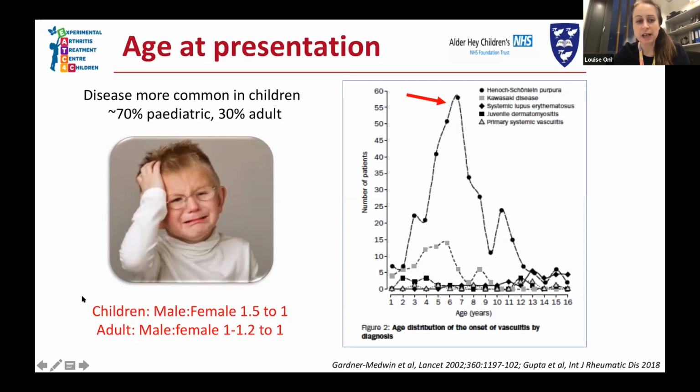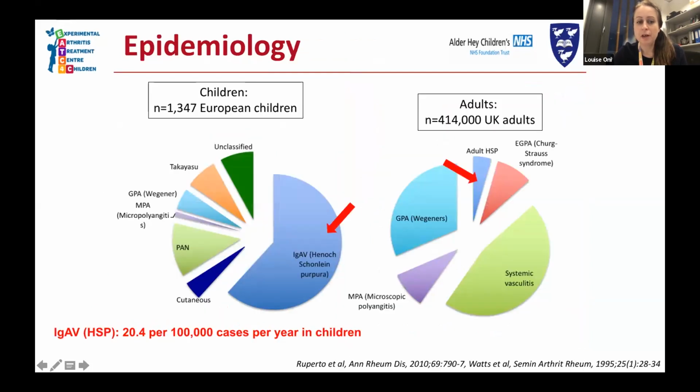And in children, we see a slight predominance in the male gender, so the male to female ratio is about 1.5 to 1, whereas in adults that difference is not seen as much, and it's almost equal in gender distribution. With regards to the epidemiology, you can see in these two pie charts here on the left, we have childhood vasculitis, and here on the right we have adult vasculitis. And you can see that when we divide the different types of vasculitis in children that we see, by far the most common is immunoglobulin A vasculitis. And this is in stark contrast to adult disease, where actually it's a rare condition and only takes up a small proportion of all the vasculitis that our adult colleagues deal with.